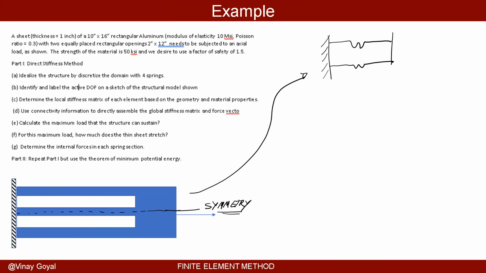But if we don't want to use symmetry, we'll have 3 springs on that side, right? And we have one more spring connecting to those 3 springs. So we'll have a total of 4 springs. That would be one way to do it. Now, if we use symmetry, we can reduce the number of springs to only 3 springs.